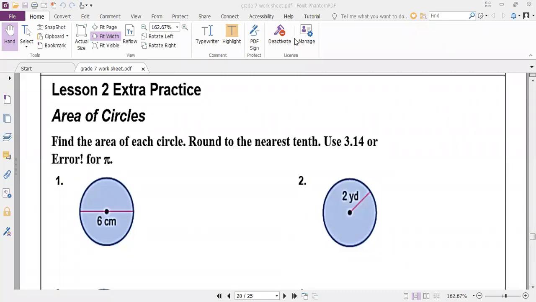Today we'll start a new lesson, which is about the area of the circle. Yesterday we talked about the circumference of the circle, and we said that the circumference is equal to pi times d, or 2 pi r. So the circumference is equal to pi times d or 2 pi r.